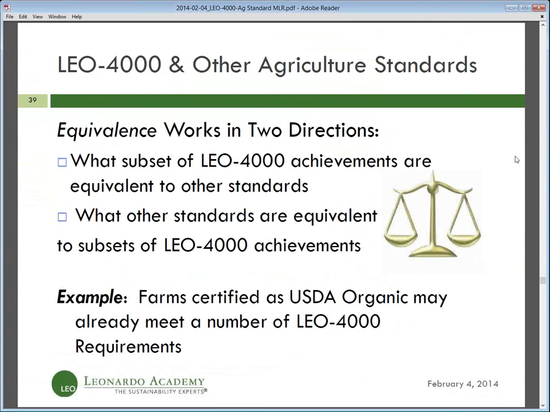For example, a farm certified as USDA organic may already meet a number of Leo 4000 requirements. We're going to evaluate this, document it, and then make this part of the tools for earning a Leo 4000 certification, the equivalence from other standards like the USDA organic standard.